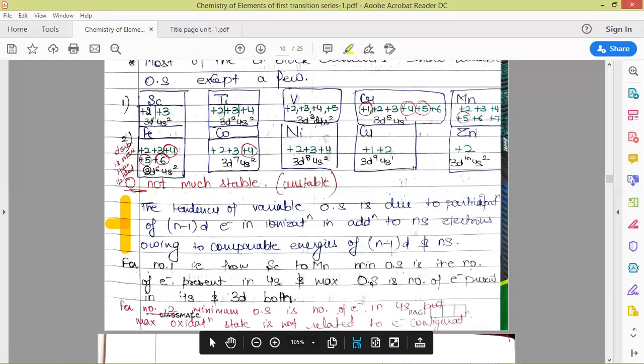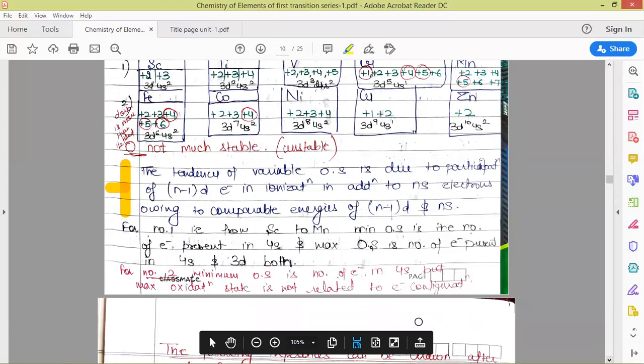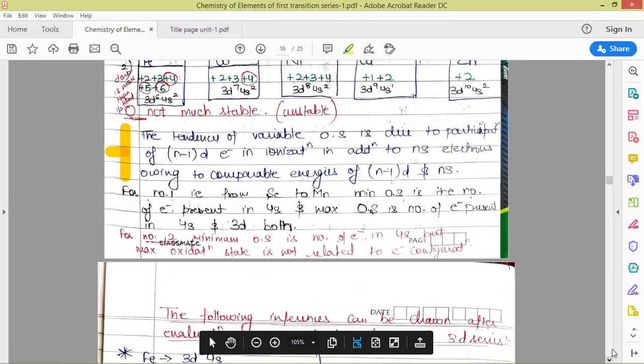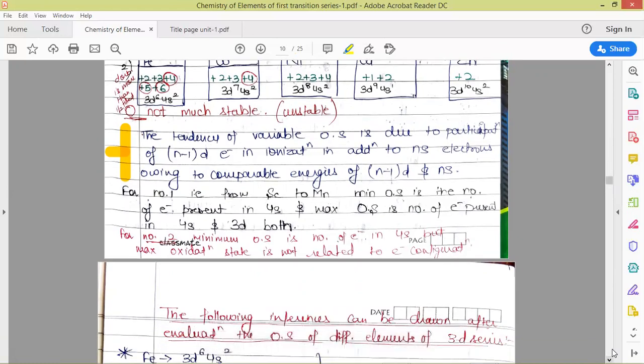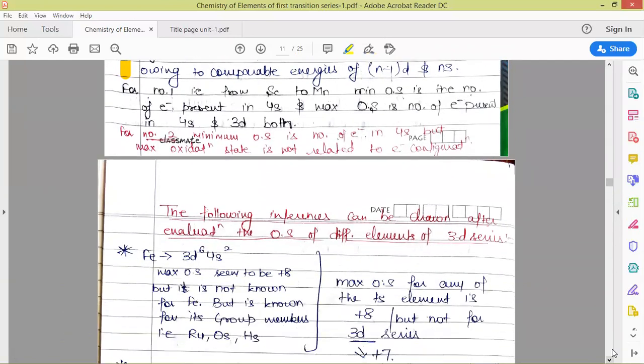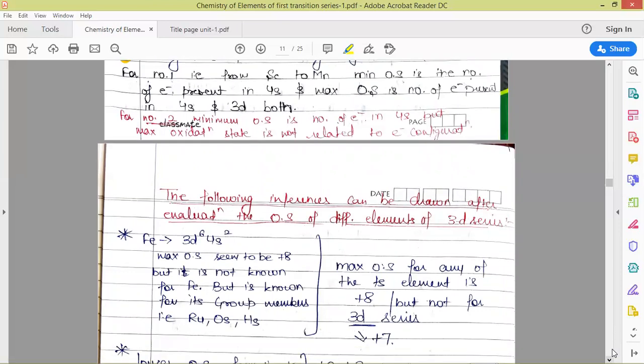And for the second part, the minimum oxidation state is again the number of electrons present in the 4s subshell, but the maximum oxidation state is not related to electronic configuration. It is not dependent upon the electronic configuration. They exhibit much more variation in their oxidation state in comparison to the first part elements. After evaluating the oxidation state data, the following inferences can be drawn about the elements of 3D series.